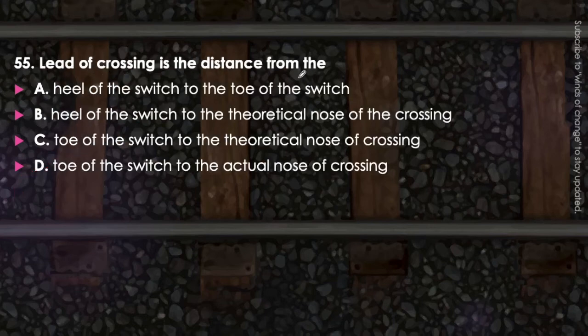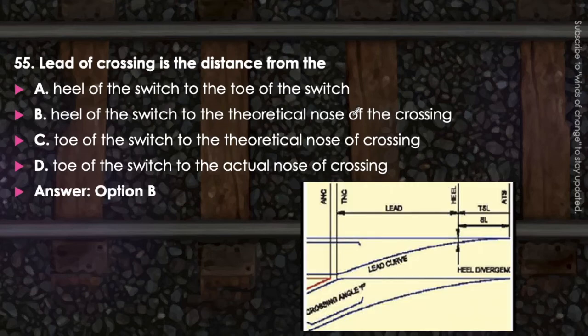Lead of crossing is the distance from the heel of switch to the toe of the switch, heel of switch to the theoretical nose of crossing, toe of switch to the theoretical nose of crossing, or toe of switch to the actual nose of crossing. We are talking about the lead of crossing. It is the distance between the heel of switch to the theoretical nose of crossing. This is the lead, the curve lead. This is the heel of the switch, and this is the theoretical nose of crossing. So the distance between these two is called lead. If we are talking about the curve lead, then this distance will be along this curve.